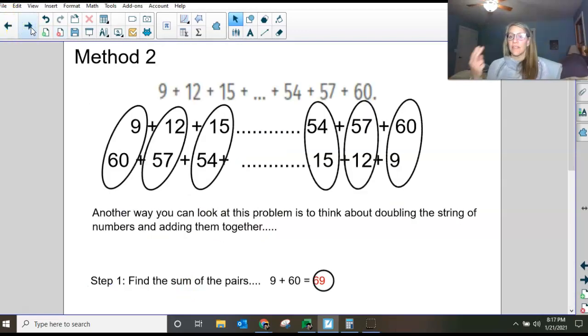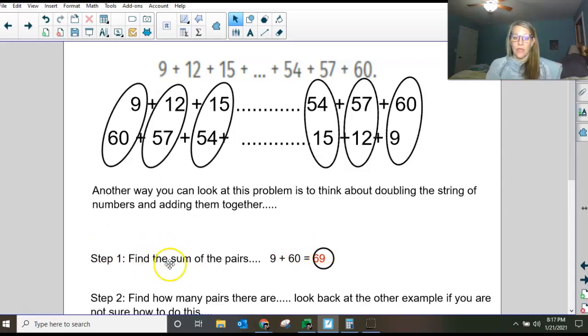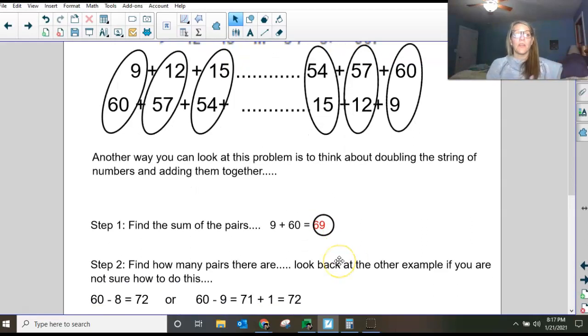All right, we can look at this kind of similar to the method 2. And again, if you want to fast forward through this one, if the other one made more sense to you, that's fine. Okay. So this is like method 2 with the first example where we double it. We double the string of numbers that we've got. Step 1 is still the same. The sum of the pairs is 69. We're adding those pairs. And then we're going to find out how many pairs there are.